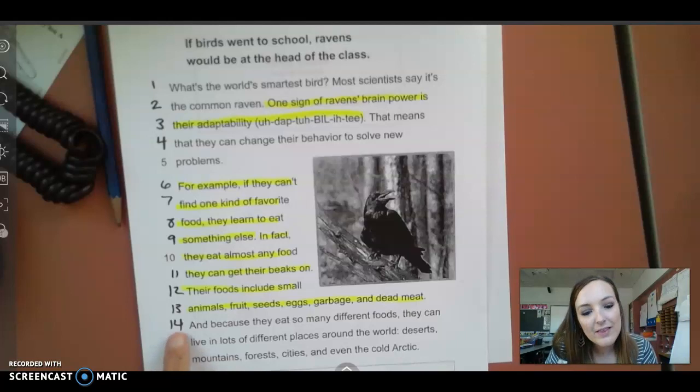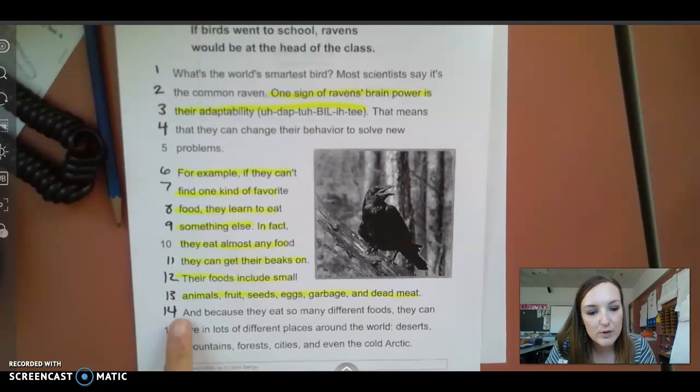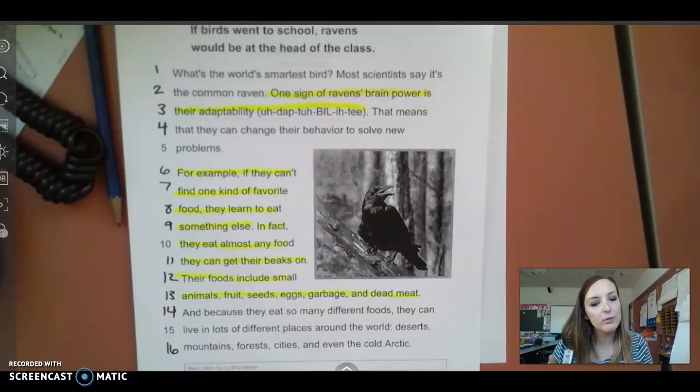Now, if we look at the last couple of lines, numbers 14, 15, and 16, we'll see that the author wraps up her idea with a concluding statement. And it kind of ties everything in together. So she says here that because they eat so many different foods, they can live in lots of different places.